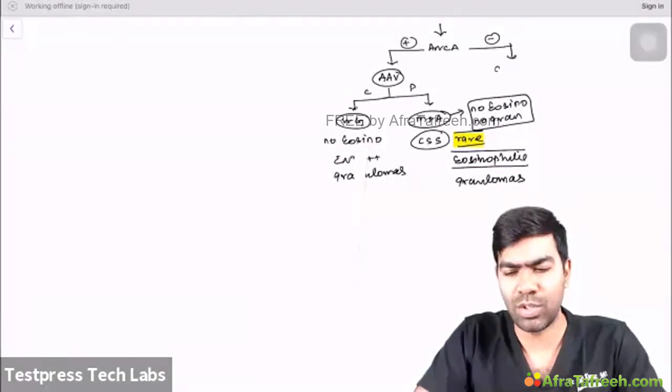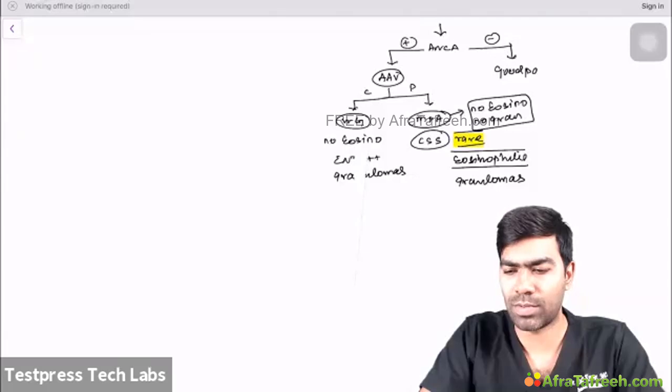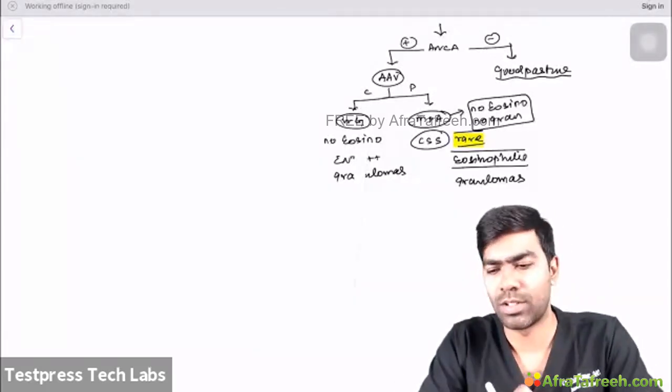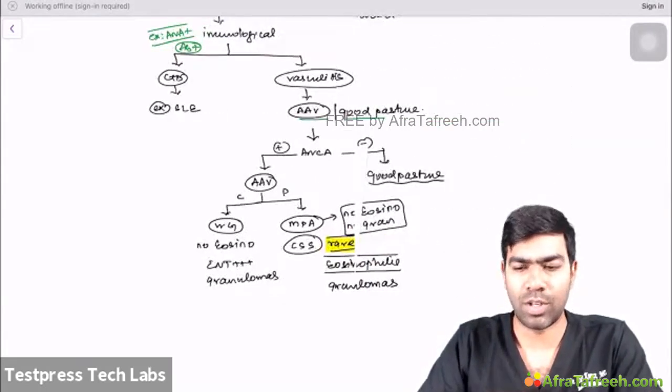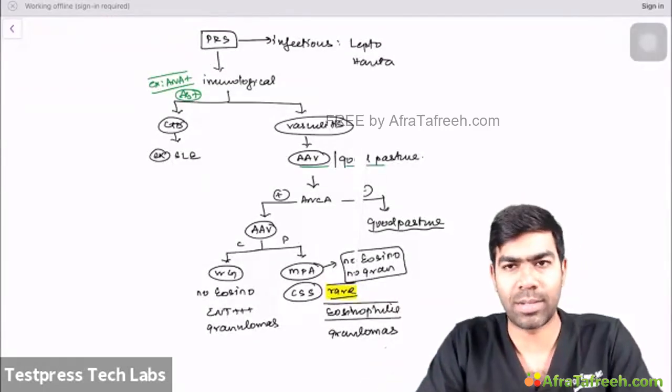And if ANCA is negative, usually it goes towards Goodpasture syndrome. Usually it goes towards Goodpasture syndrome. So that is how you approach an exam. This is the way to approach your pulmonary renal syndrome in exam.